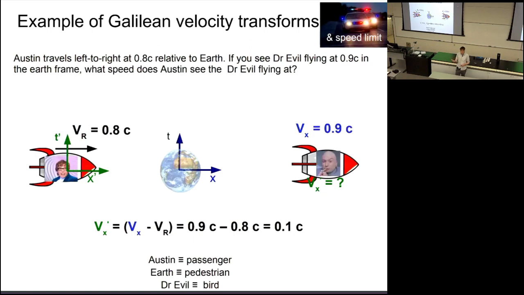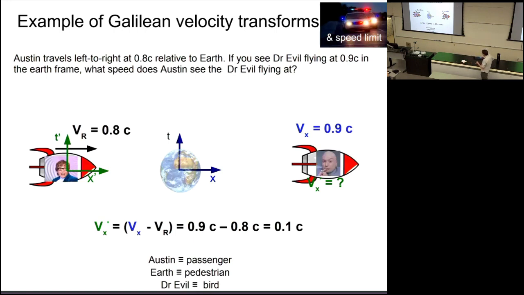It's just, how do you transform motion from one reference frame to another reference frame? We know Dr. Evil's motion in the Earth reference frame. We want to figure out Dr. Evil's motion in Austin Powers' reference frame. So we're going to do this with our transformations, firstly with our classical Galilean transformations, then with our relativistic Lorentzian transformations.